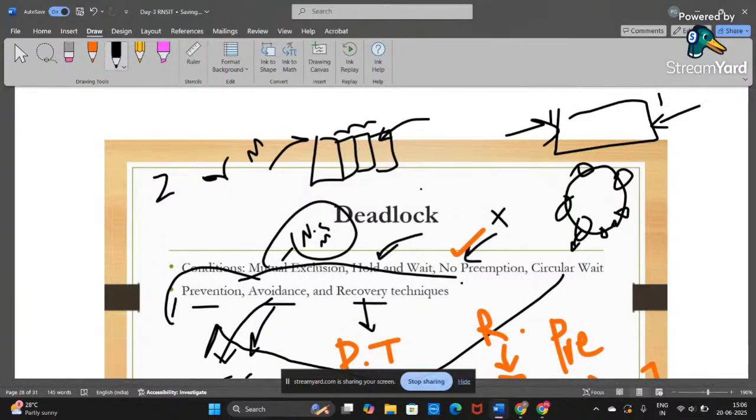The one-word statement for this is: it is a process waiting indefinitely for a resource. A process waiting for the resource is called deadlock.